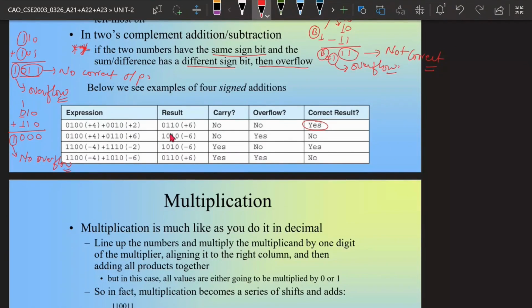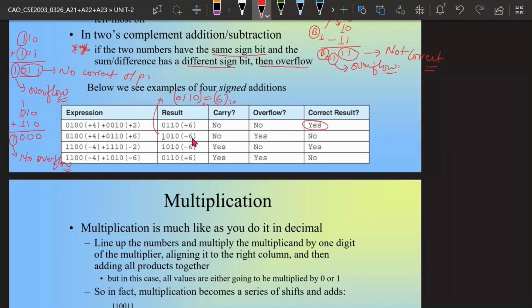We will take the 2's complement, then its magnitude will be 0 1 1 0. So this is going to give 6 in decimal, and this 1 bit is going to represent the negative, so it is minus 6.